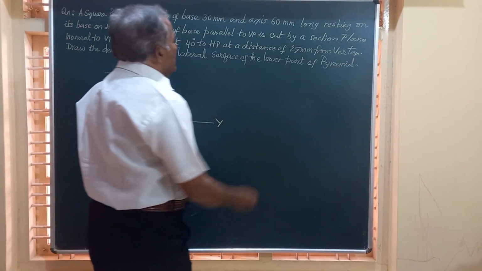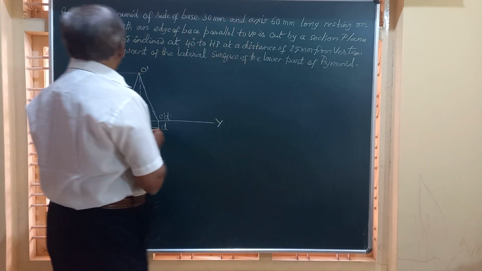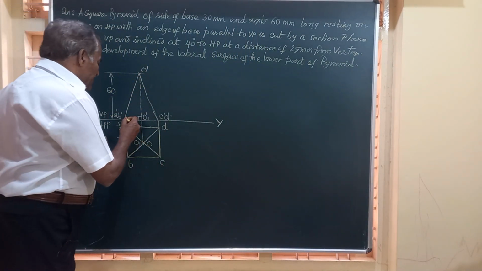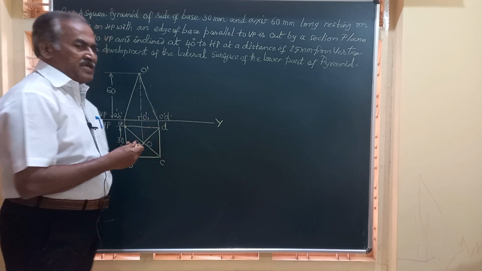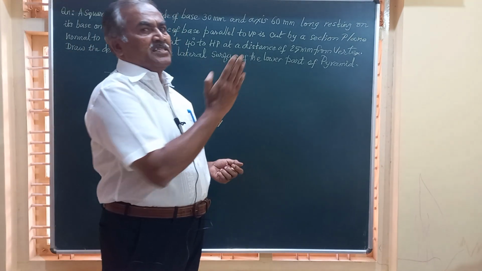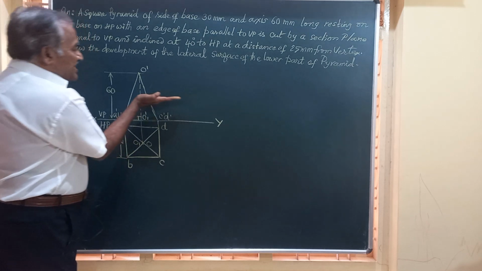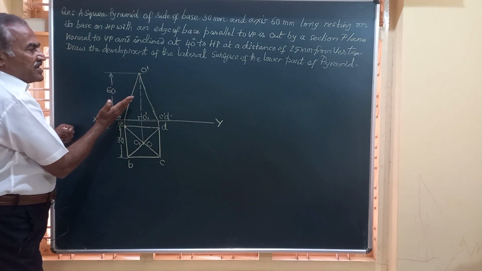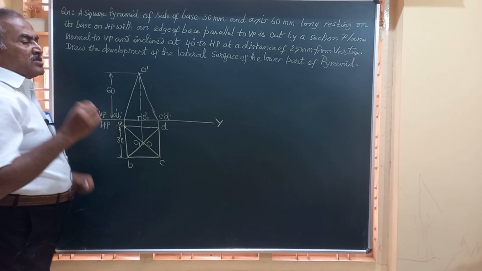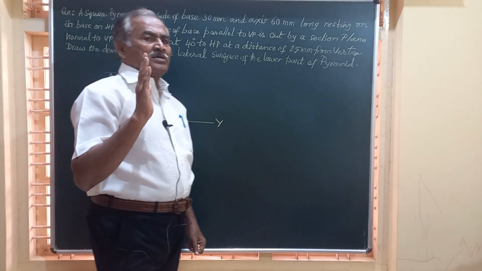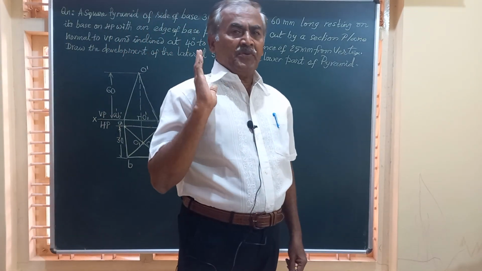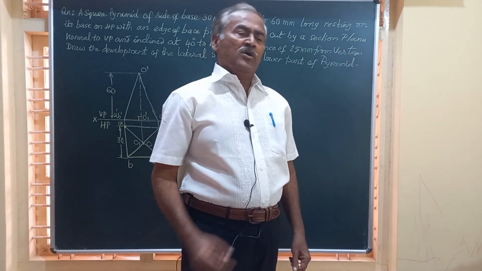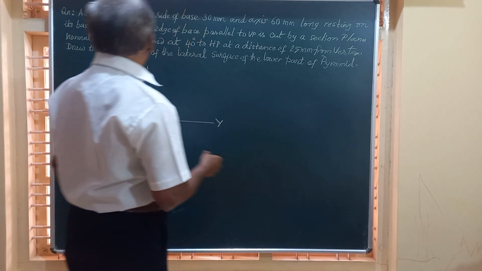Then he says it is cut by a section plane which is normal to VP. Friends, whenever the section plane is normal to VP, it is seen as a line in the front view. It could be a horizontal section plane that is normal to VP, or an inclined section plane that is normal to VP. So whenever the section plane is normal to VP or perpendicular to VP, it is seen as a line in the front view. So let us see where it is located.